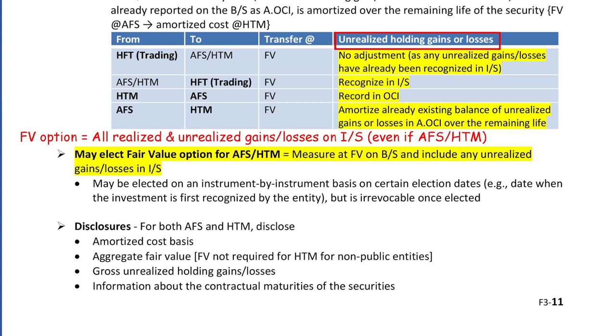So guys, for an available for sale security, you could use the available for sale security method or elect the fair value option. For HTM, held to maturity, you could use the held to maturity method, record at amortized cost on the balance sheet, or elect the fair value option. So the fair value option may be elected on an instrument by instrument basis on certain election dates. Basically the date when the investment is first recognized by the entity, but it is irrevocable once elected.